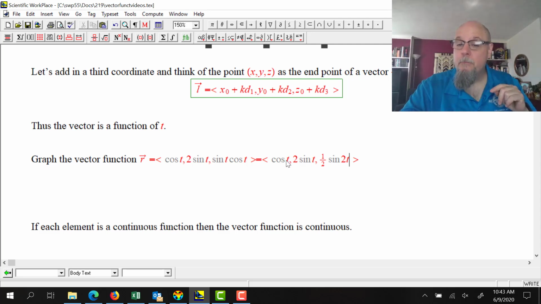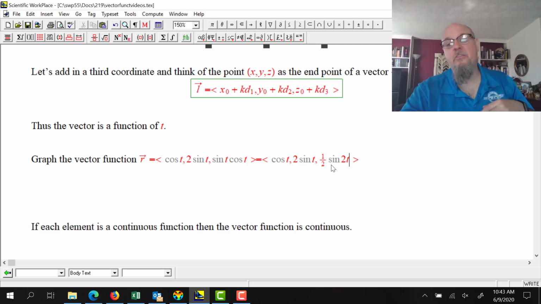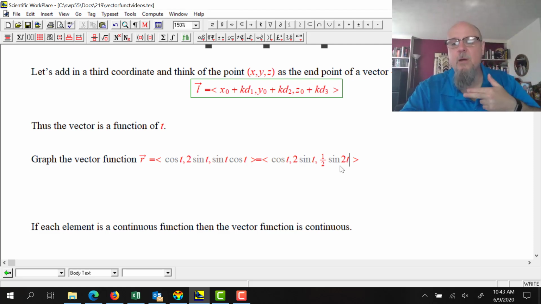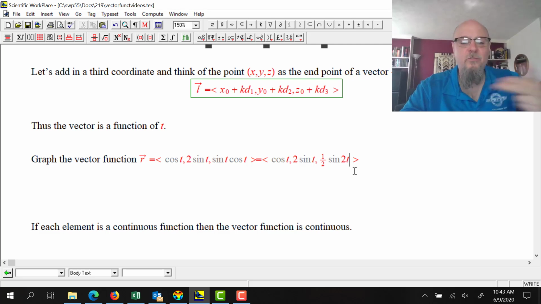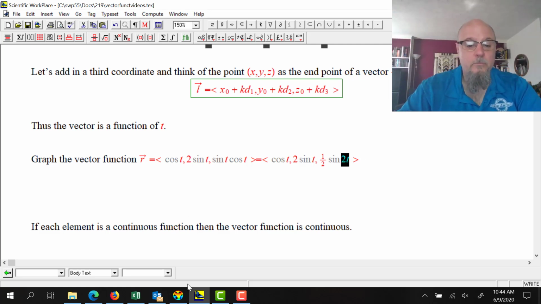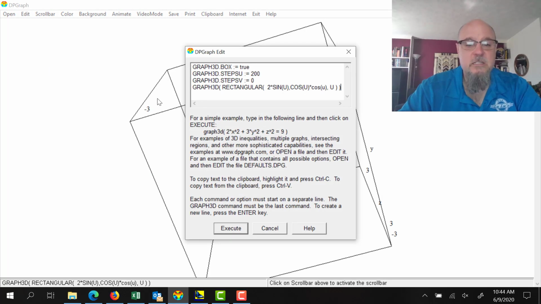But with this 2 in front of the t, the z coordinate oscillates. It goes up to a half, down to minus half. But it oscillates twice as fast as the x and the y go round. So there's twice as many z oscillations as there are x and y oscillations. All right, let's draw this. And we're trapped in the box. So I'm going to change this.